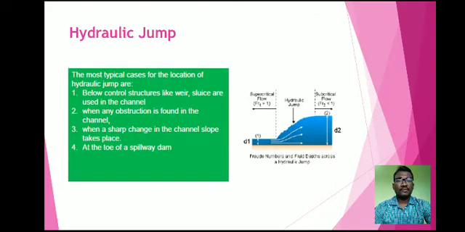The most typical locations of hydraulic jumps are below control structures like weirs and sluices used in the channel, when any obstruction is found in the channel, when a sharp change in the channel slope takes place, and at the toe of a spillway dam.